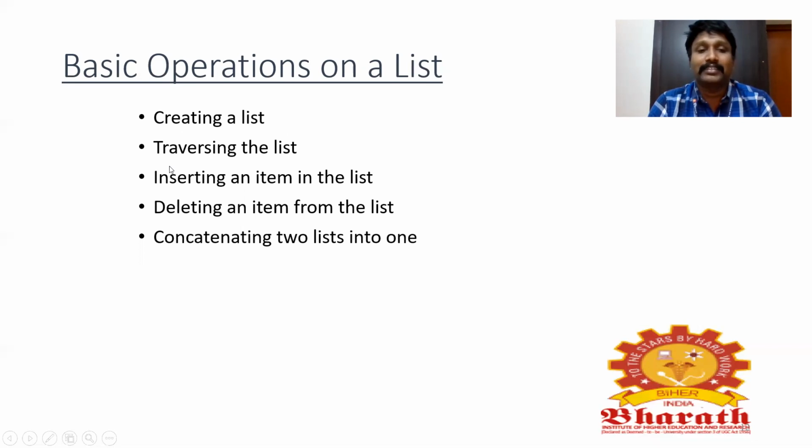Ultimately, how is it traversed? Through the pointers. I'm repeating the same thing again. Pointers hold the address of the node where it should be traversed. So, two major important things: creating a list, traversing the list. Apart from it, the other 2 important operations on the list are inserting an element and deleting an element, which is very much known to you. Inserting an item in the list and deleting an item from the list.